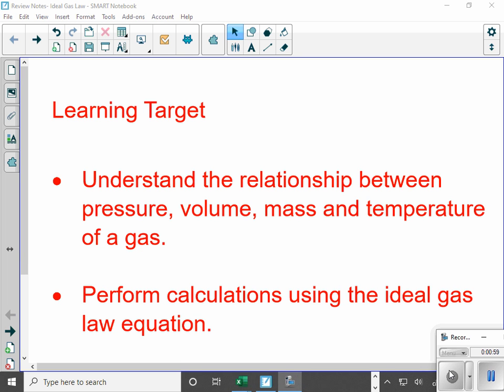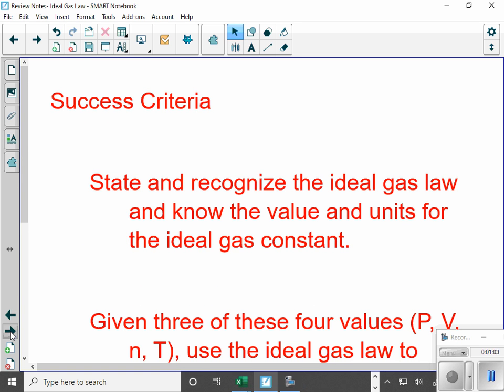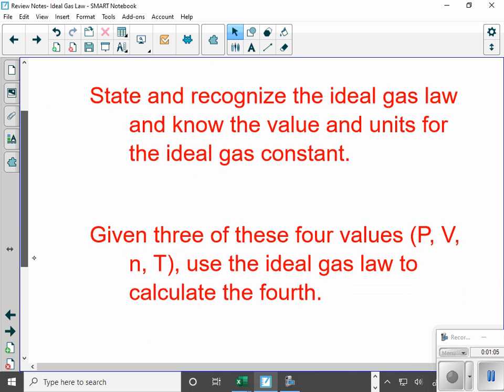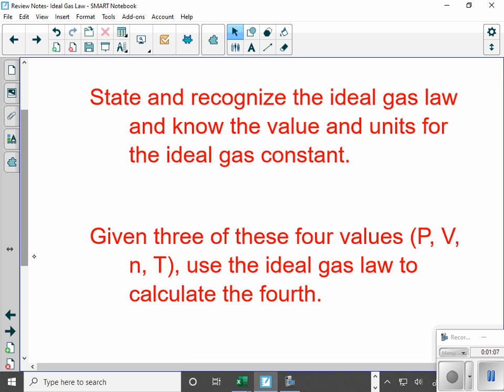In order to do these two learning targets, we have certain success criteria. The first one is to be able to state and recognize the ideal gas law and know the value and units for the ideal gas constant. I'm going to give you four different ideal gas constants that we could possibly be using.